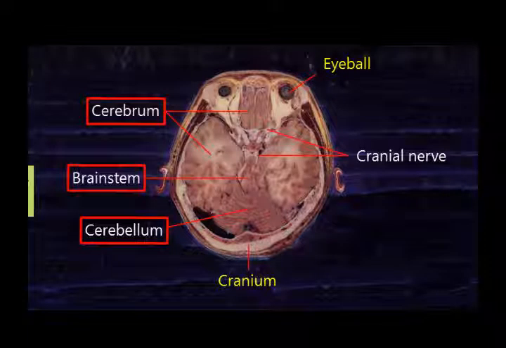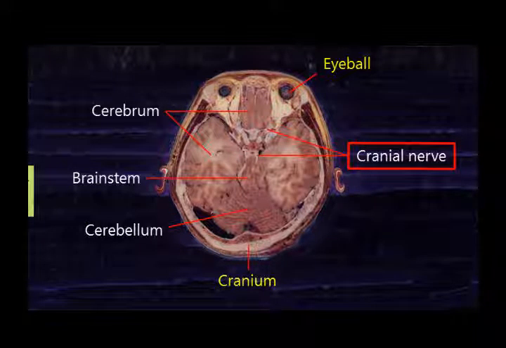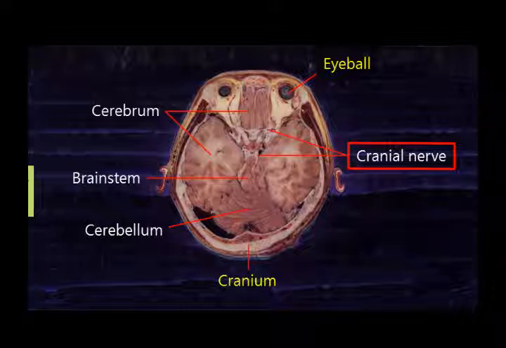The nerves that come from the brain are the cranial nerves. There are 12 pairs of cranial nerves, and they convey sensory impulse and motor movement. The cranial nerves we talk about here also include the optic nerves. They convey sensory impulse from the retina to the brain.